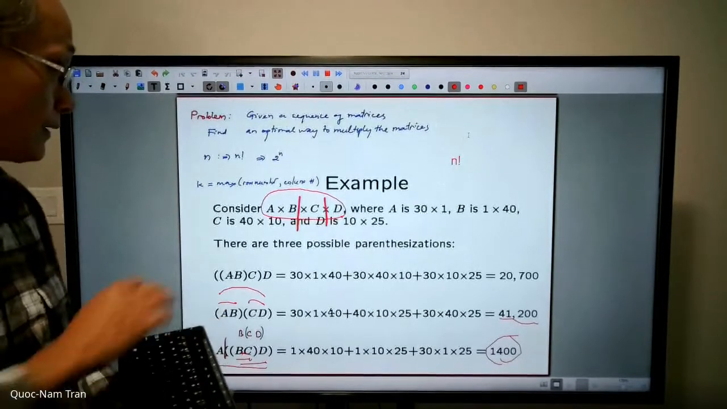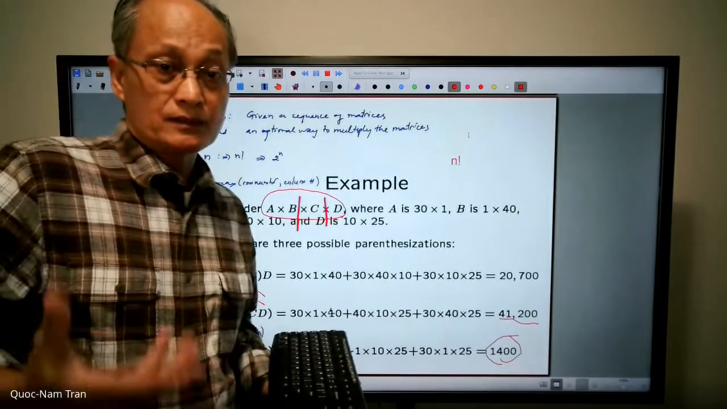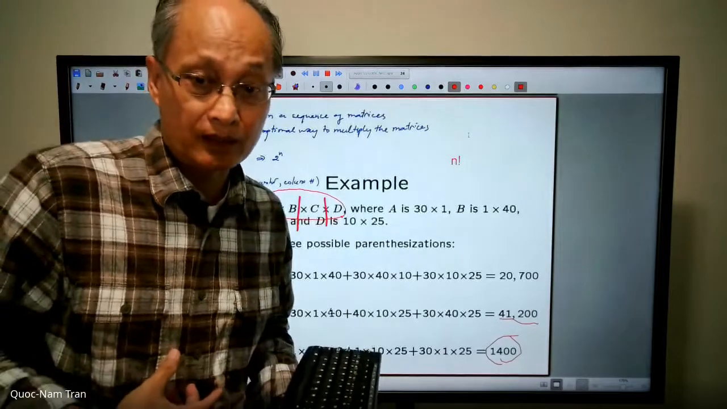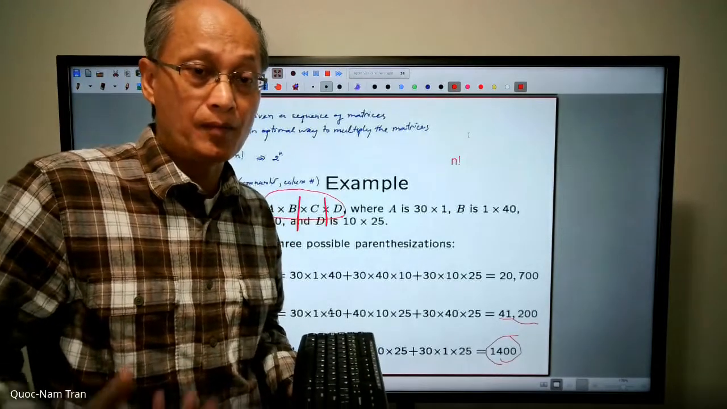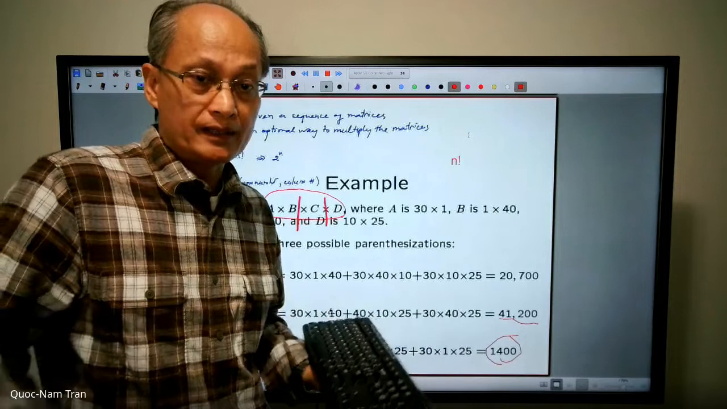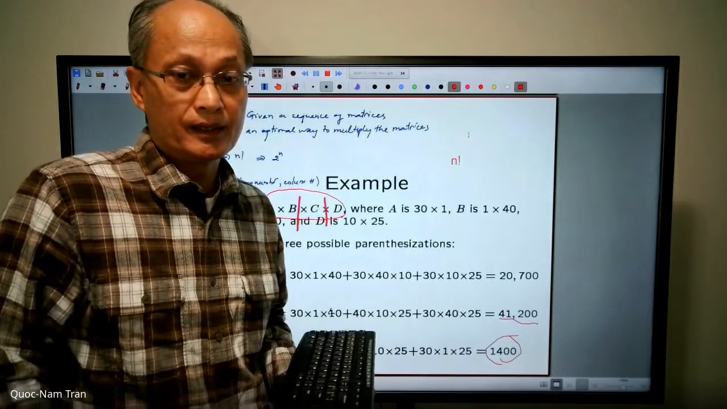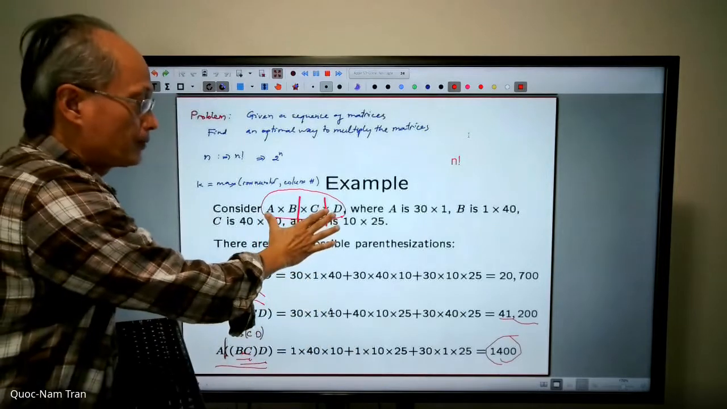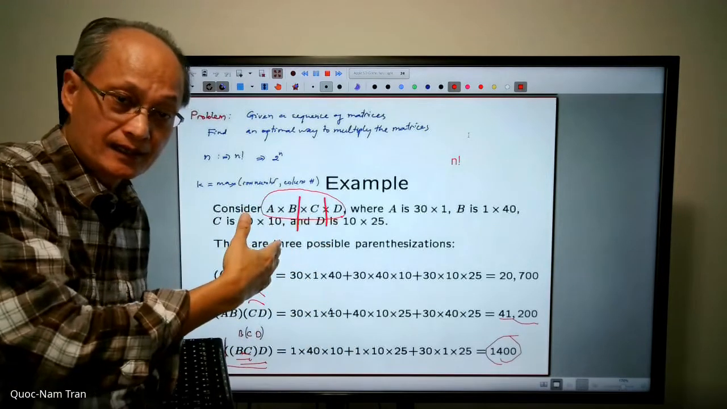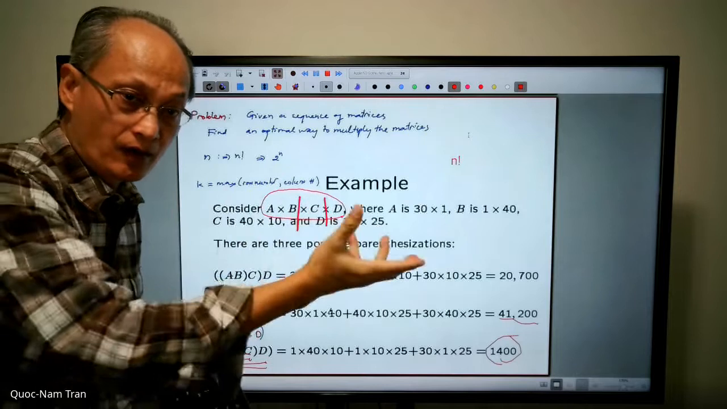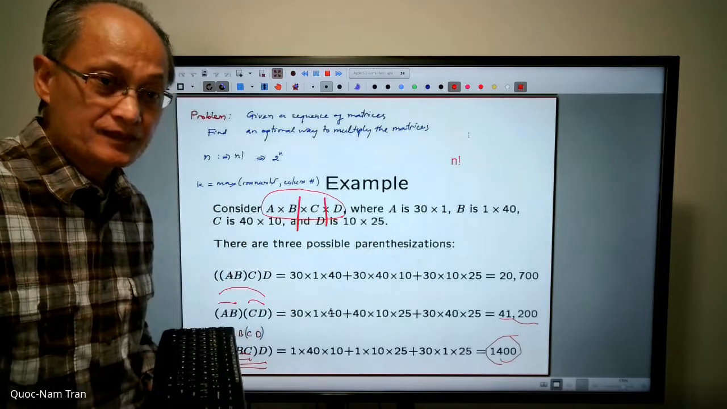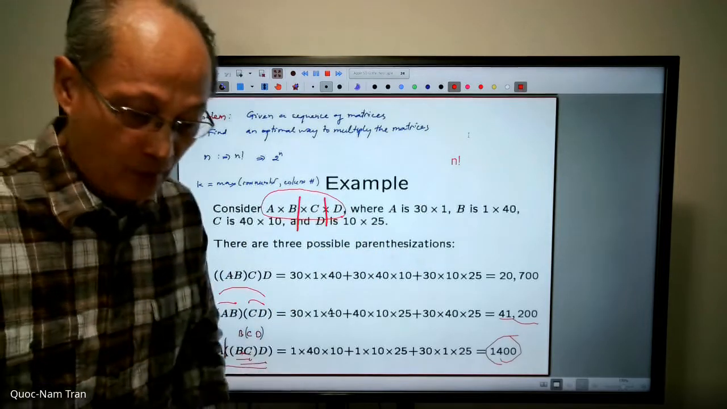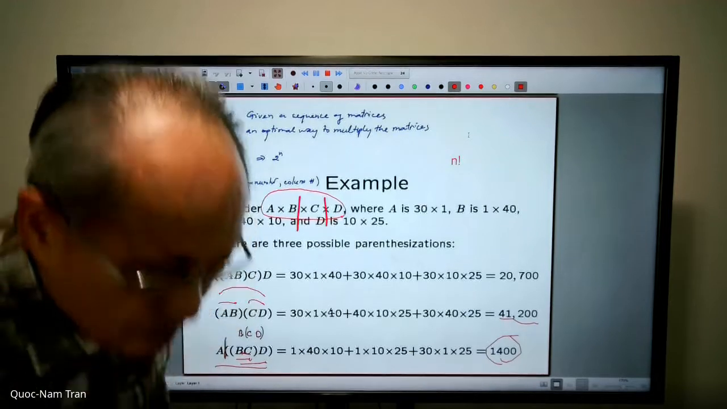Okay, so exhaustive search is not a good way. So how about divide and conquer? Divide and conquer means that if we have a big problem, we can divide and conquer the small parts, right? So in this situation, we can use divide and conquer as well.